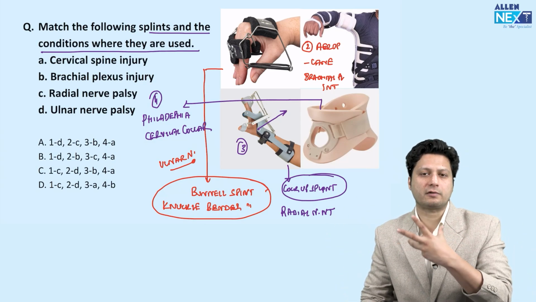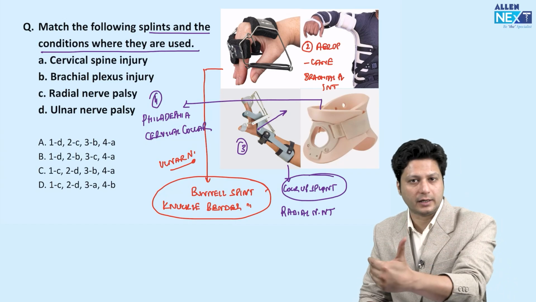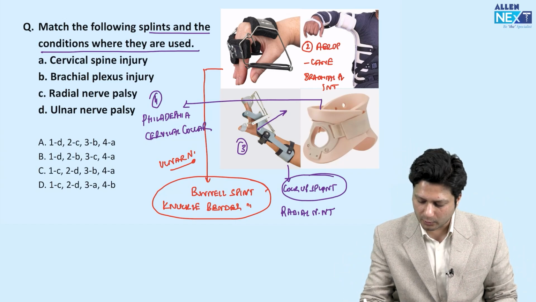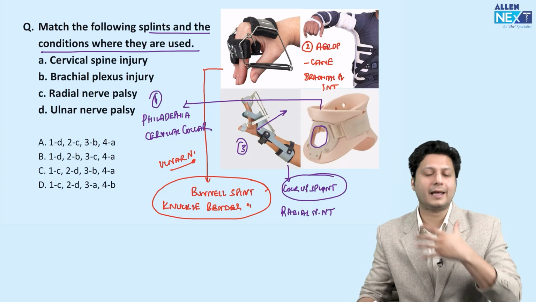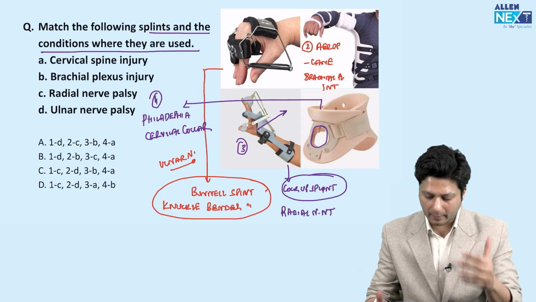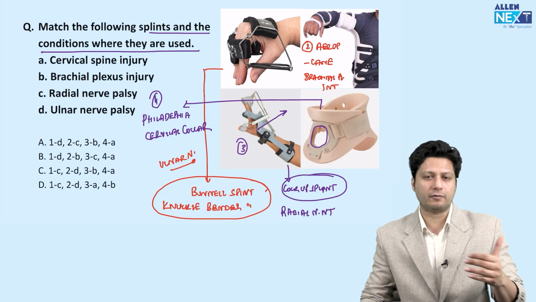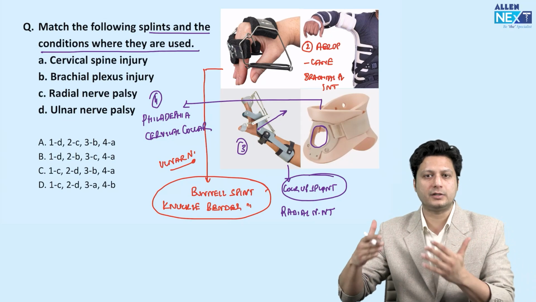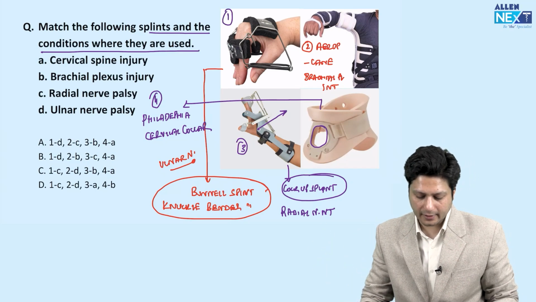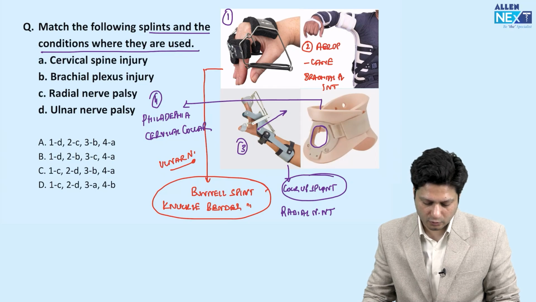Now, hard and soft cervical collars are used for degenerative conditions of the cervical spine, while this Philadelphia collar, which is identified by the tracheostomy tube opening anteriorly, is used in cervical trauma, all right, in traumatic conditions. The only thing left is for you to match these. So as you can see, the first one is the knuckle bender splint, and it goes in favor of ulnar nerve injury. So 1D.